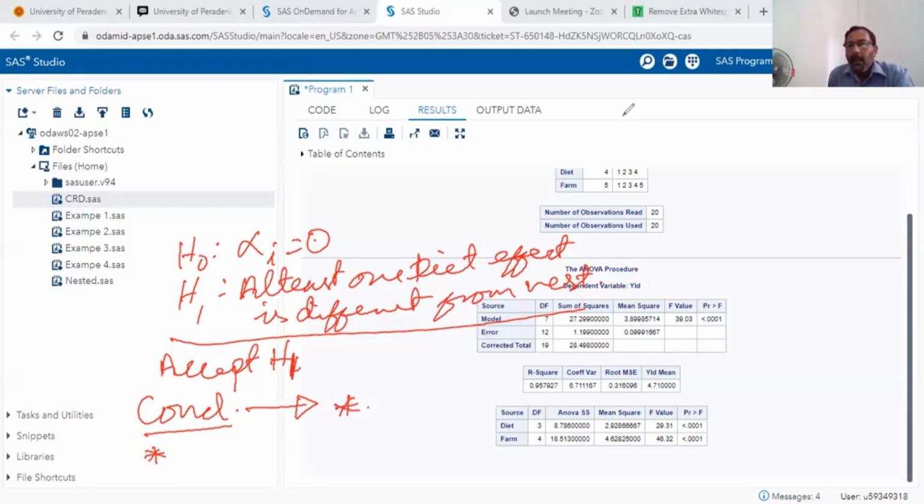When you say at least one diet shows a difference in milk yield, that means it can be a higher value or a lower value. At least one diet is different from the rest of the diet on milk yield. So we can write it in that way also.